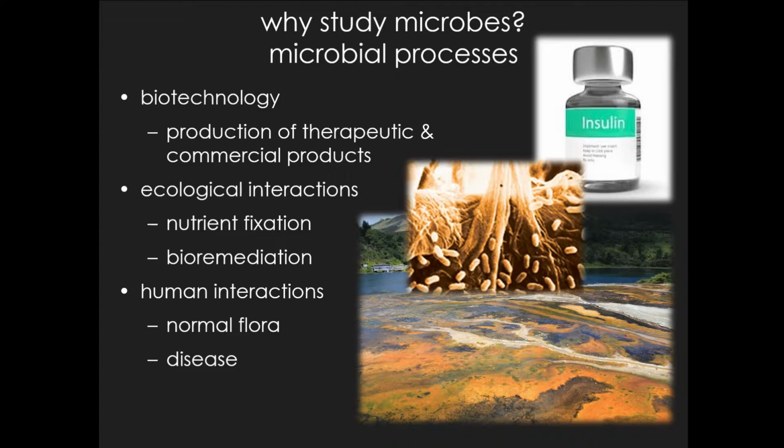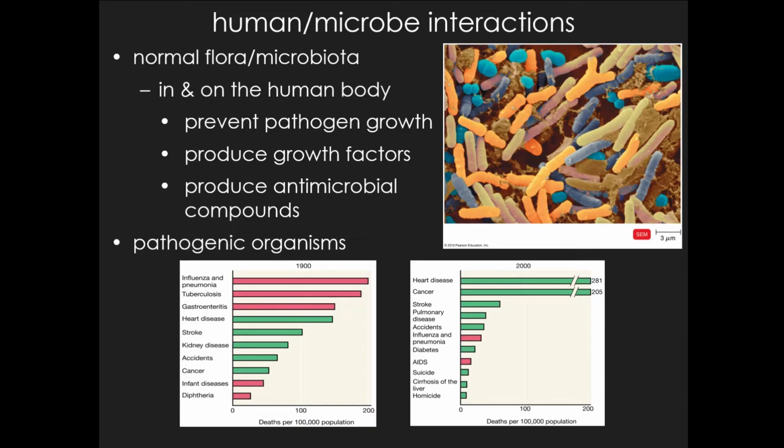And then finally, as I mentioned in the previous slide, we're going to study human interactions, both the interactions of our normal flora or normal microbiota and ourselves, and also the interactions of disease-causing organisms. And I think that's where lots of people's interest lies, and where most people have the most experience with microorganisms, is how they interact with them. And there are two basic human microbe interactions. One is the interaction between human beings and most all of the microbes on the planet, and that is a mutualistic, or at least a commensal relationship where neither partner is harmed.